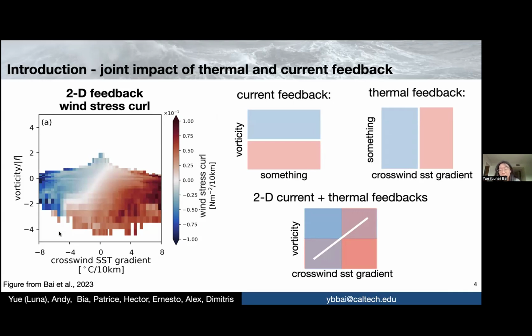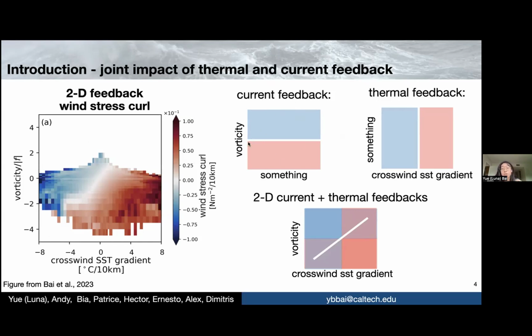This is called a 2D feedback because instead of only having one axis, now we have two. We have crosswind SST gradient on the x-axis, and we have ocean surface vorticity on the y-axis. And now the color bar is showing the mean value of wind stress curl occurring at some combination of the crosswind SST gradient and ocean surface vorticity. And so we can see that it has a very specific distribution. We have the zero line, but it's tilted in this way. And we have negative values here and positive values here. So how should we understand what's going on here? If we look at the schematics on the right, imagine that if we only have current feedback, i.e.